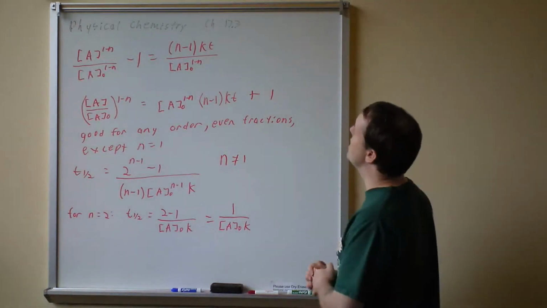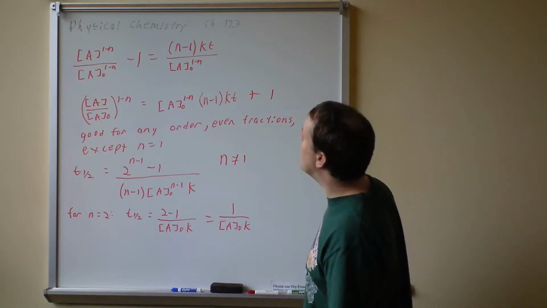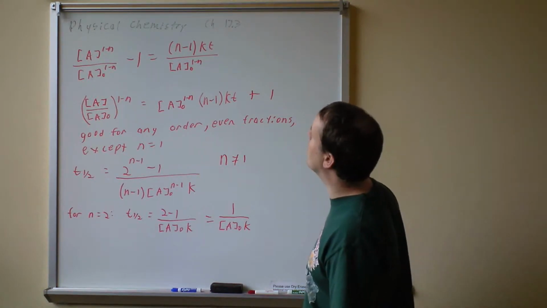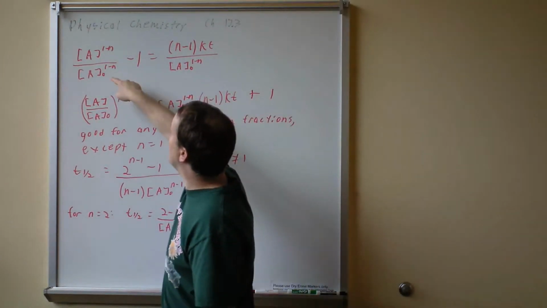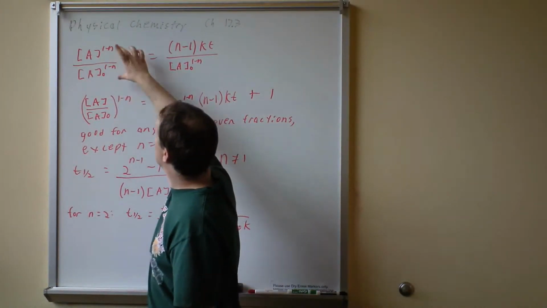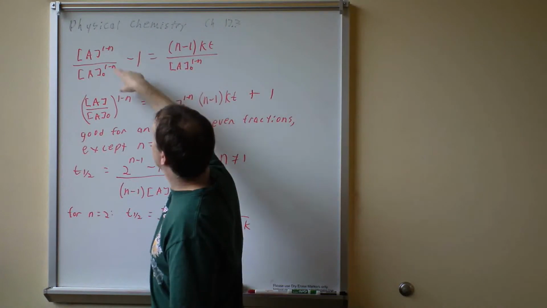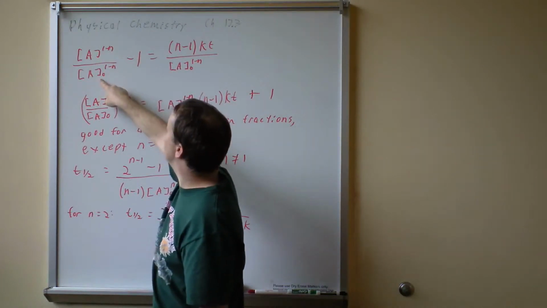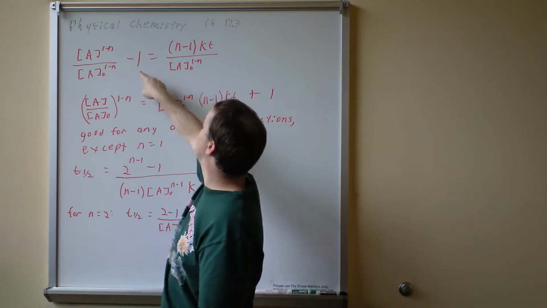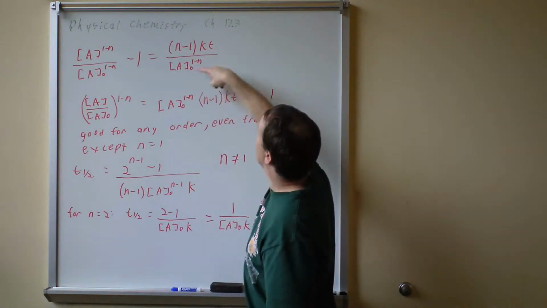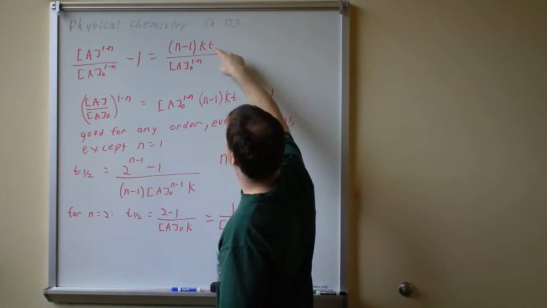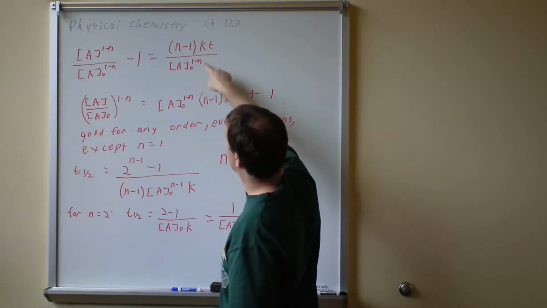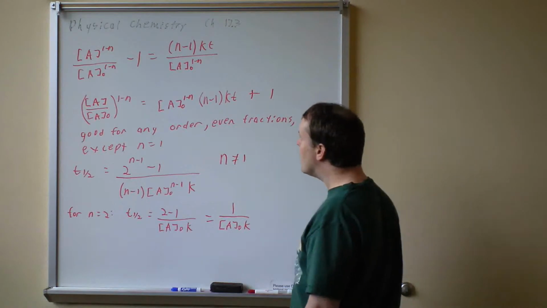Continuing on physical chemistry, chapter 17, section 3, we're deriving the rate law for a reaction of nth order. So we divide it by A naught to the 1 minus n, which simplifies to 1 here, so we get the concentration of A to the 1 minus n divided by the initial concentration of A to the 1 minus n, minus 1 is equal to n minus 1 times the rate constant k times t for time, divided by the initial concentration of A to the 1 minus n.